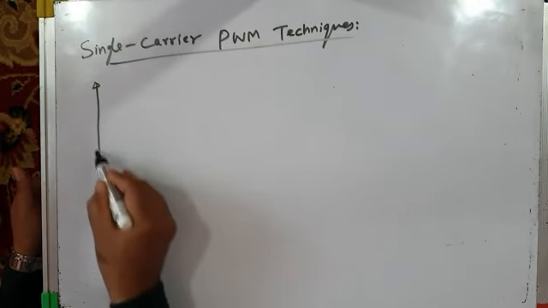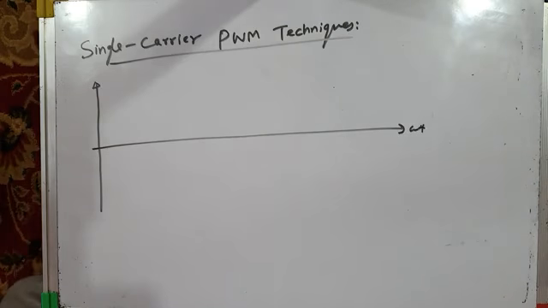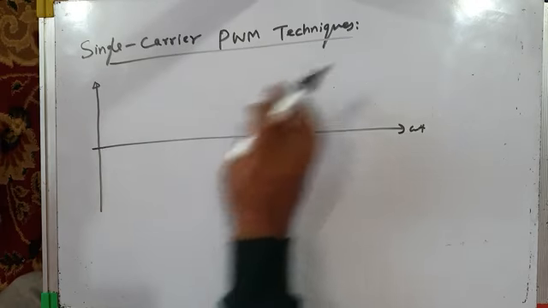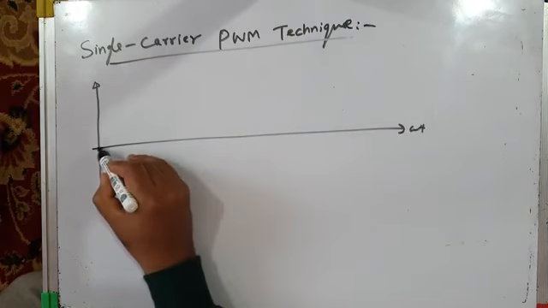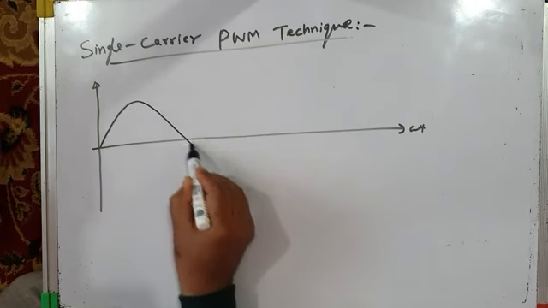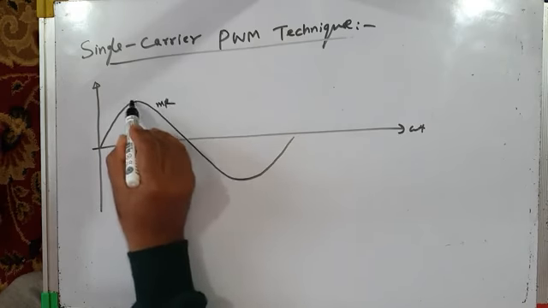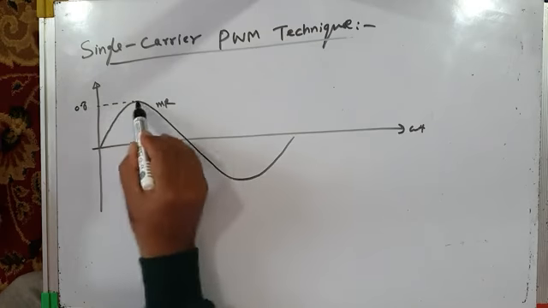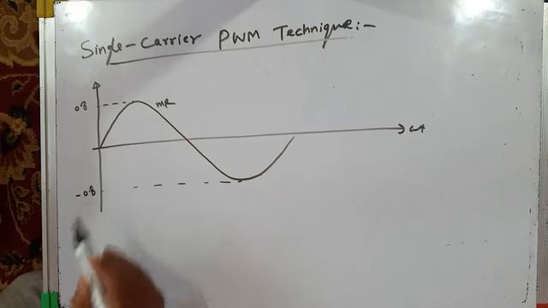That's also reported in the literature. You can see the books and the research papers. The single carrier PWM technique has also been reported. Let me draw only one modulating wave because I want to just explain what we mean by single carrier PWM. This is 0.8 and this is minus 0.8.